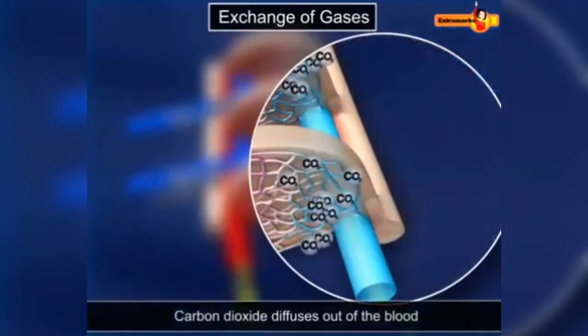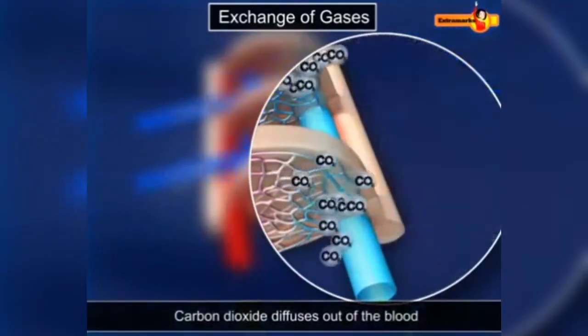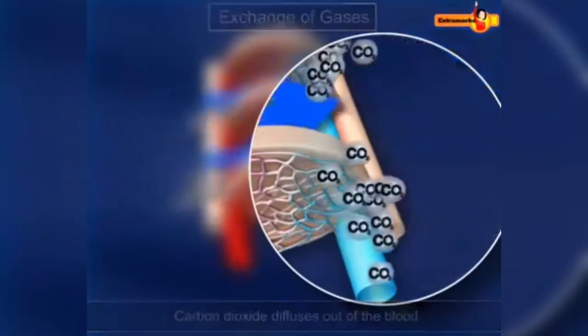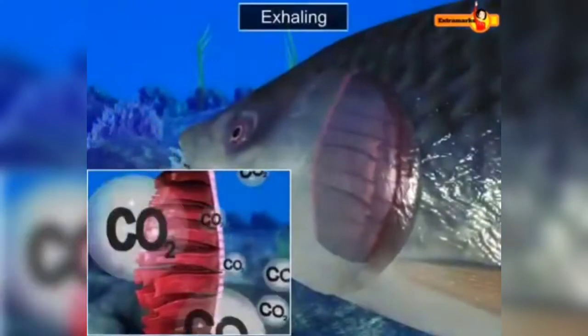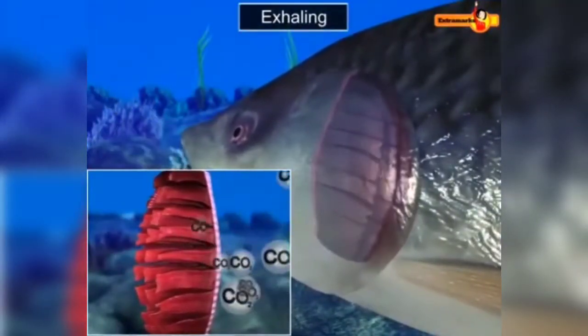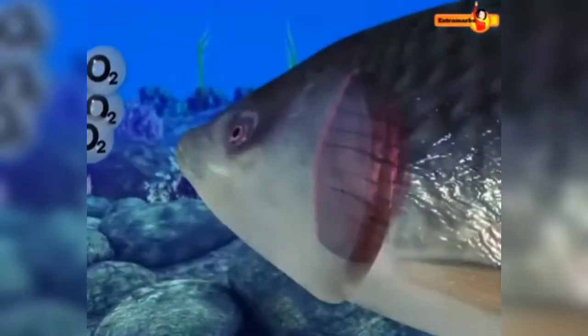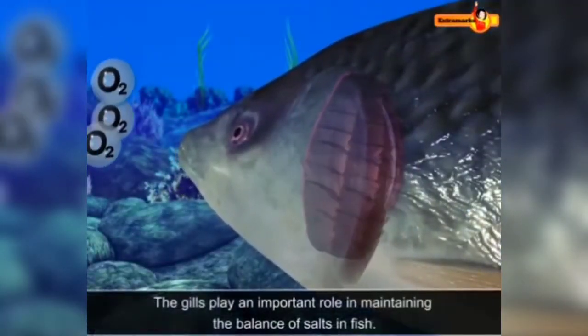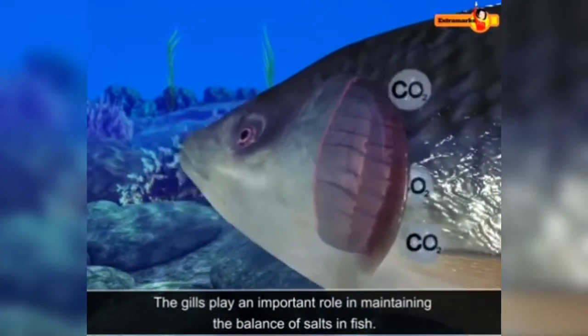Simultaneously, carbon dioxide from the blood diffuses out of the gill capillaries into the water. The water containing carbon dioxide is expelled through the open operculum. Besides being the respiratory organs, the gills also play an important role in maintaining the balance of salts in fish.